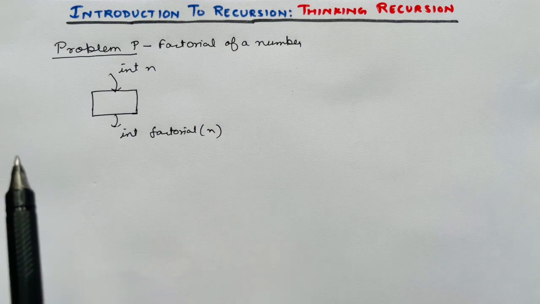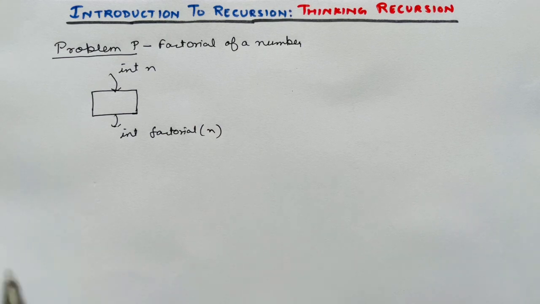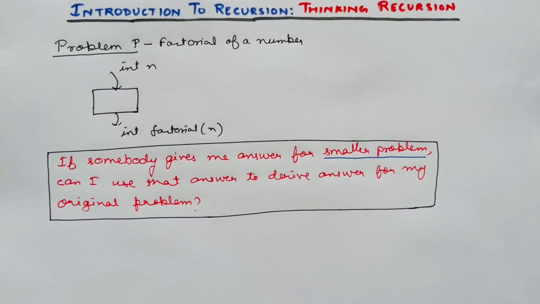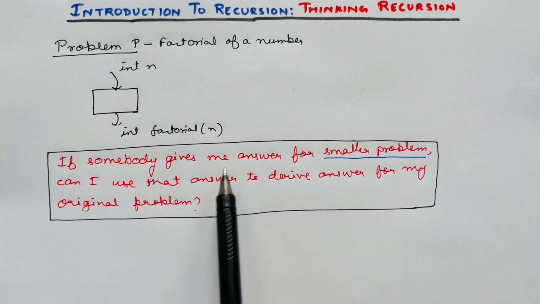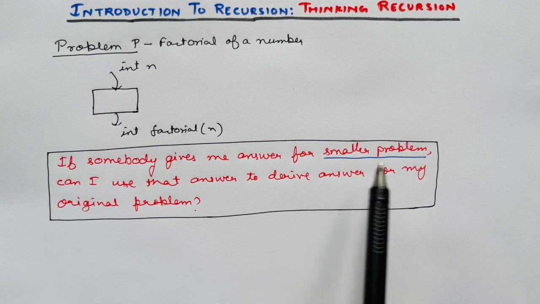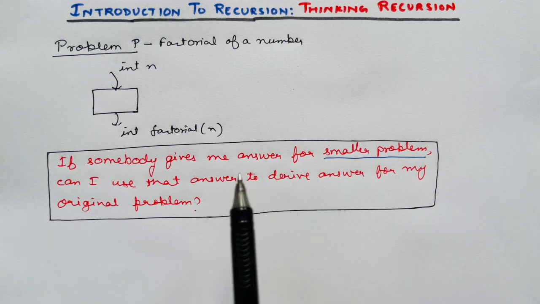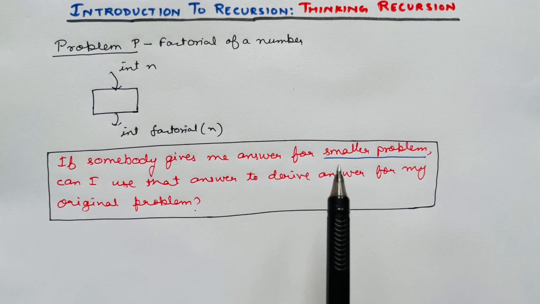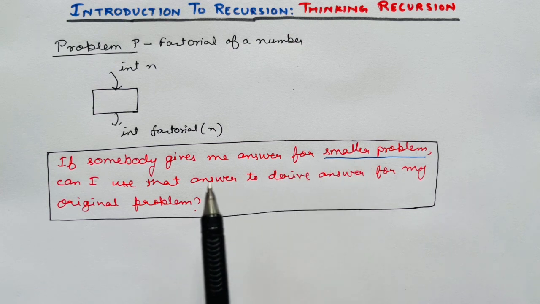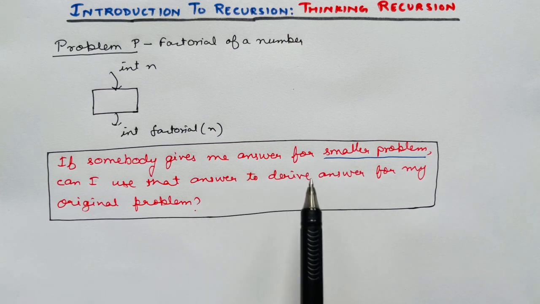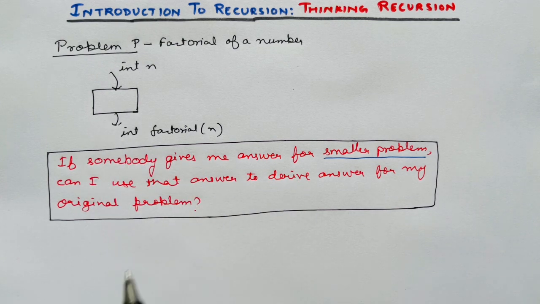Now how do we think about this problem in recursion manner? We need to ask ourselves this, that if somebody gives us the answer to just a smaller problem, how and why we don't care. But if somebody just gives us that answer for the smaller problem, can we use that answer to derive the answer for our original problem? If we can, then this problem can be solved using recursion.